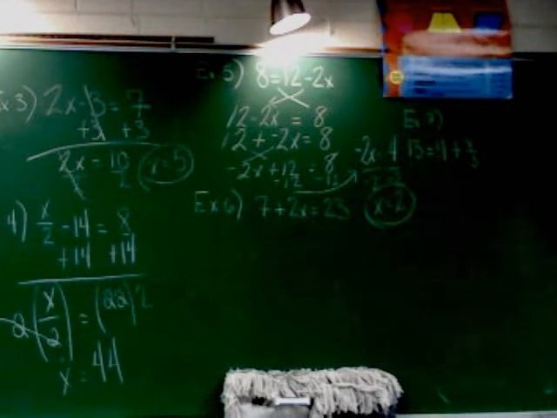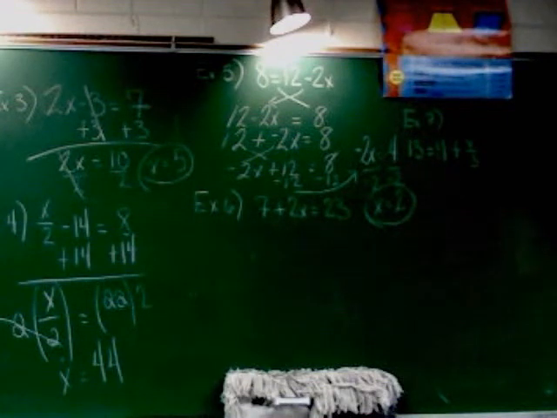Yes? How do we know to cross multiply or use little parentheses? Cross multiplies when the variable goes to the bottom. Okay. Kaylee? Okay. Let's go to 6. 7 plus 2x equals 23.